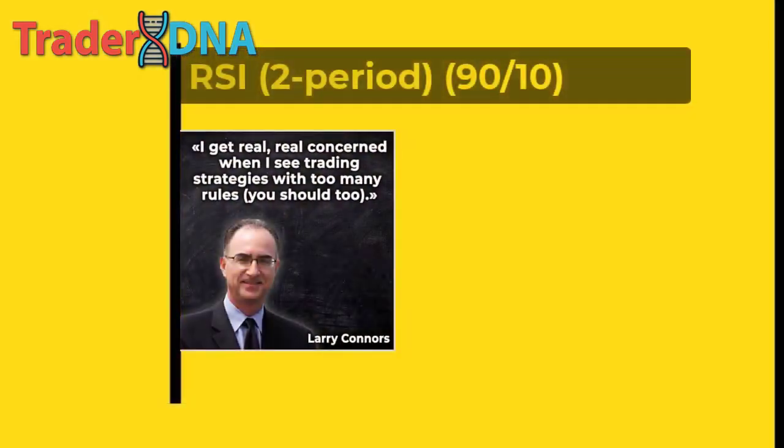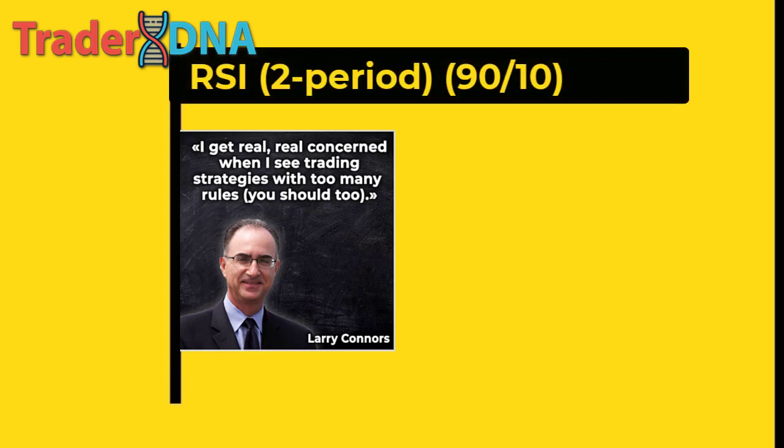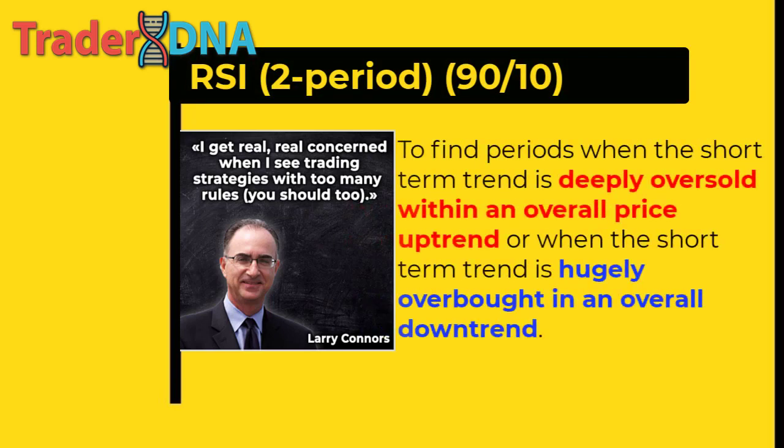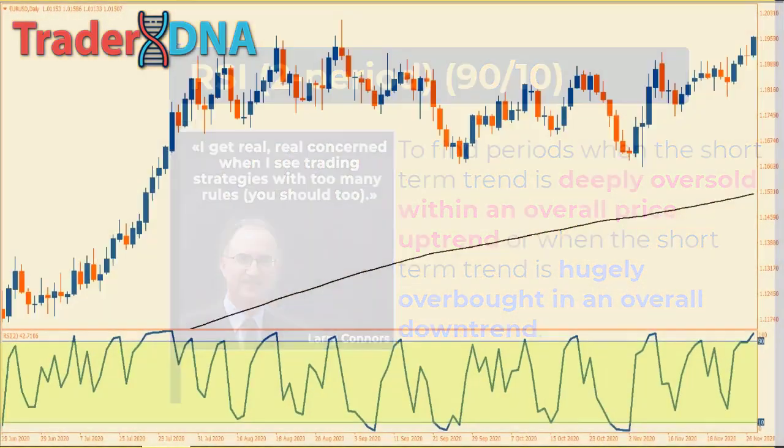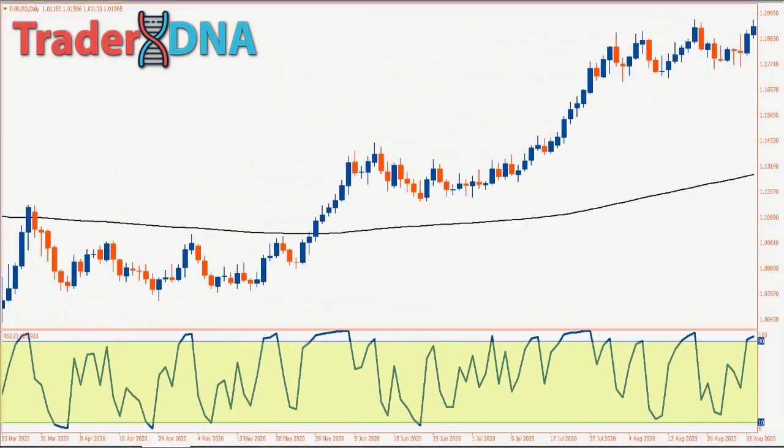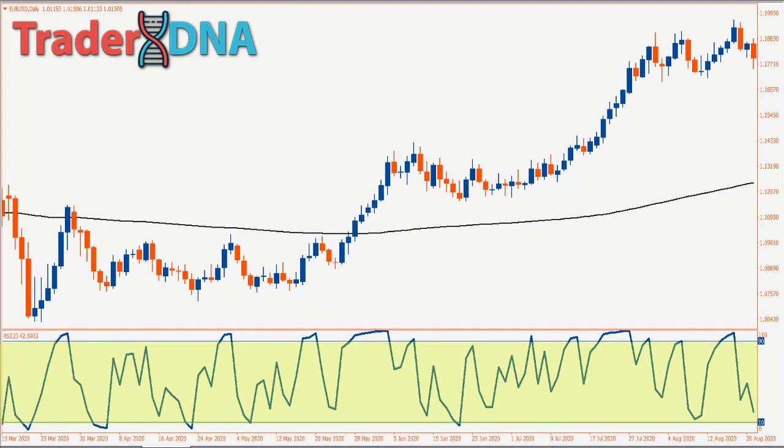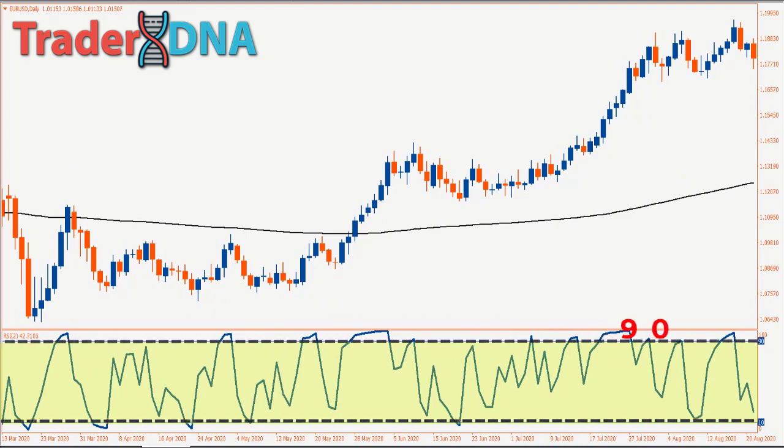This RSI trading strategy was developed by Larry Connors, and the idea is to find periods when the short-term trend is deeply oversold within an overall price uptrend, or when the short-term trend is hugely overbought in an overall downtrend. Because it is intended for entry points within a trend, Connors uses a much more sensitive lower time frame, 2 periods on the RSI. Because 2 is such a short time frame, Connors attempts to filter out the false signals by using the 90 and 10 levels instead of the 70 and 30 levels for overbought and oversold. In essence, this is a trading method to buy the dip and sell the rip.